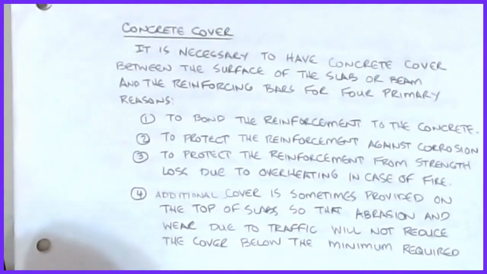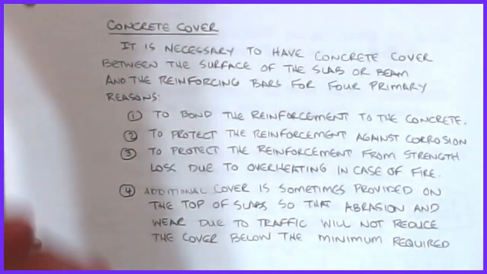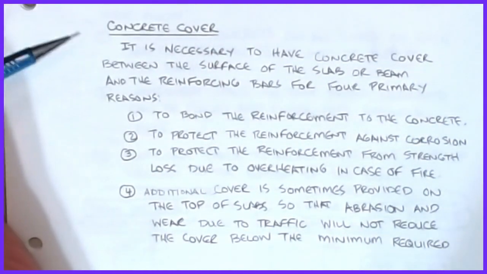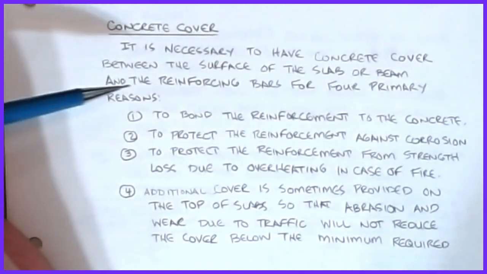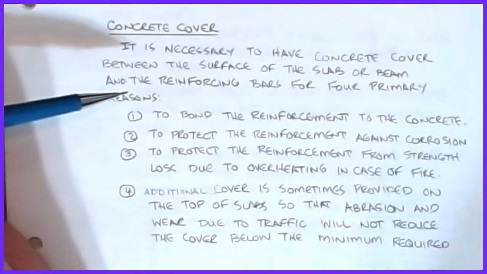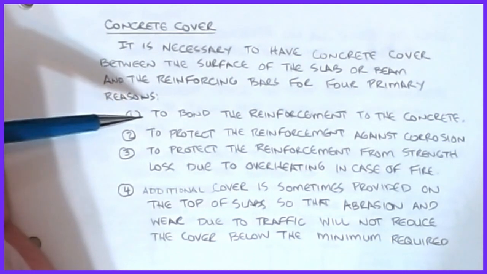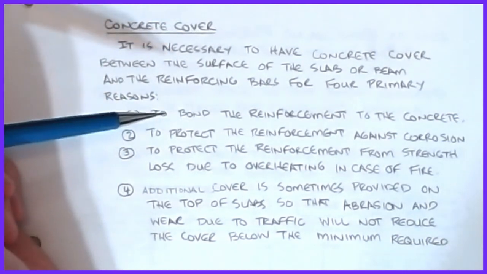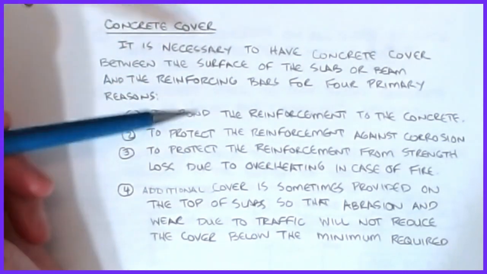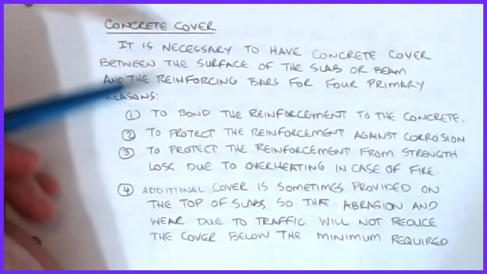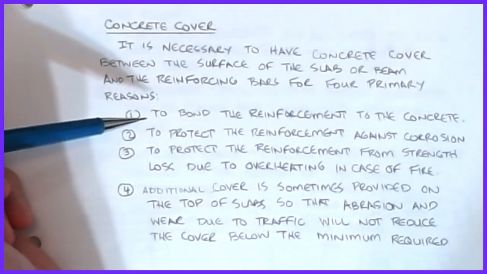Okay, so the first issue that we want to talk about is our concrete cover. Basically it is necessary to have concrete cover between the surface of the slab or beam and the reinforcing bars for four main reasons. The first reason is that clearly I need to be able to bond the reinforcement to the concrete. So I need to be able to bond it on all four sides. So that's one pretty important reason.